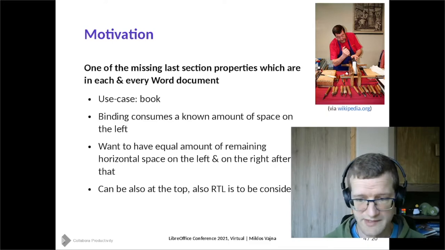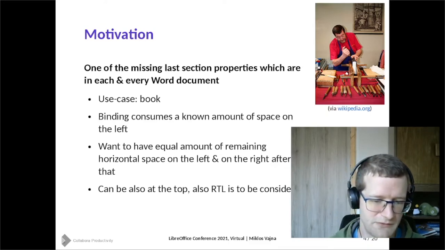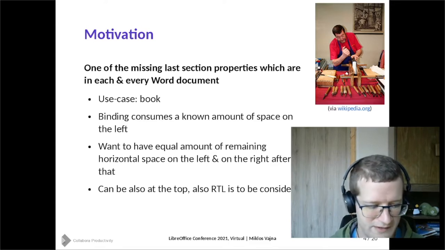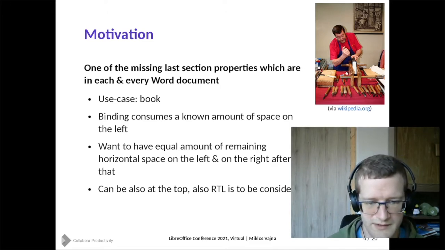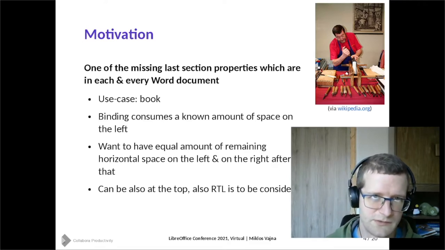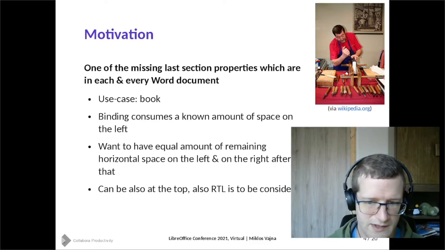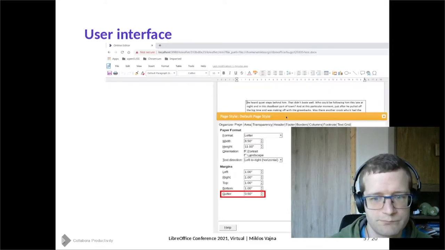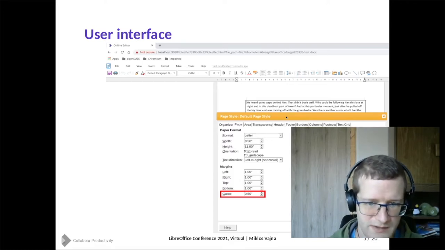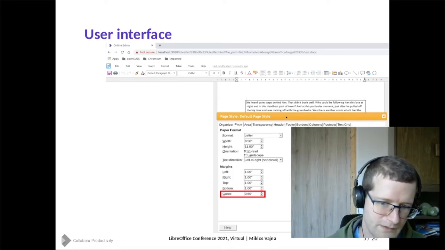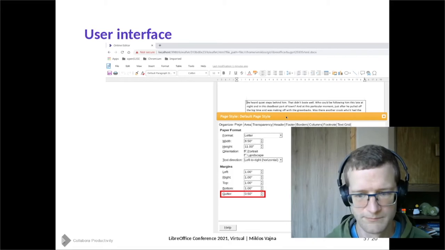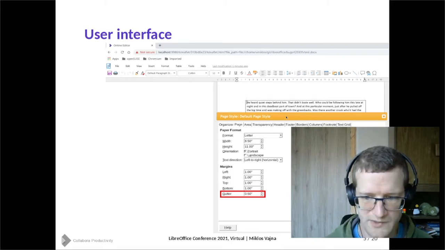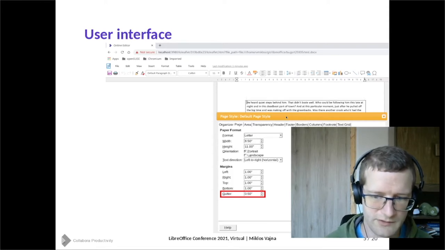And as simple as it sounds, the way to complexity is that there are a few more details here. It can be not only on the left, but also it can have a custom position. You might want to consider right to left writing directions and page borders and a few more things. So in the user interface, we have this page style dialog in Online and also in desktop LibreOffice. We have a new widget to control not only the left, right, top, bottom margins, but also the gutter. And also for the gutter position, you can have it on the left or at the top.